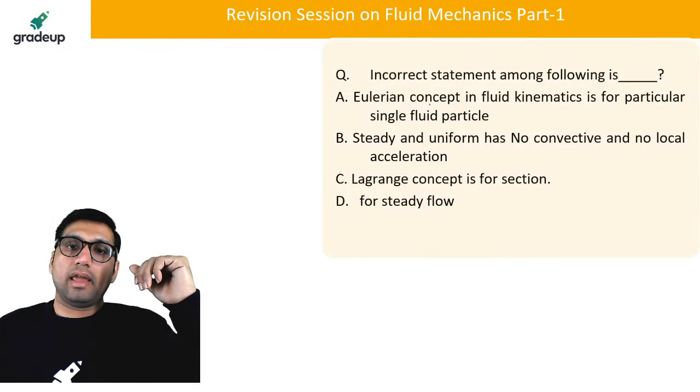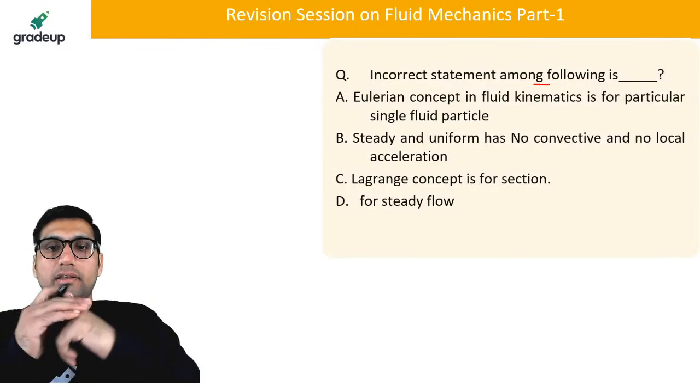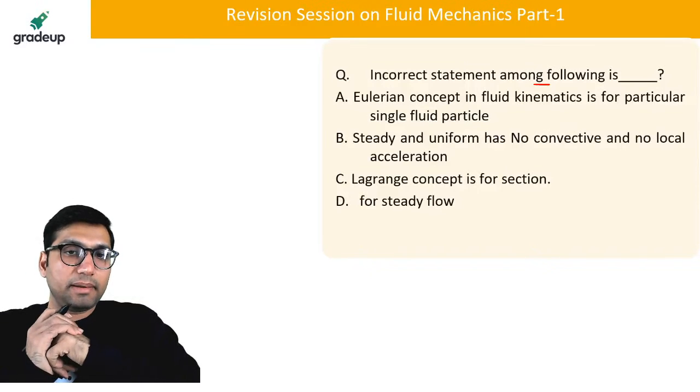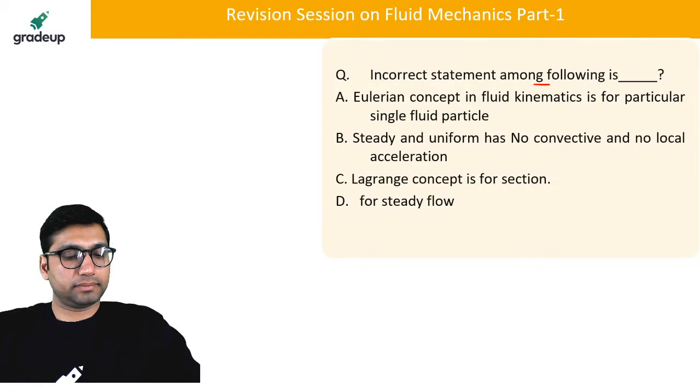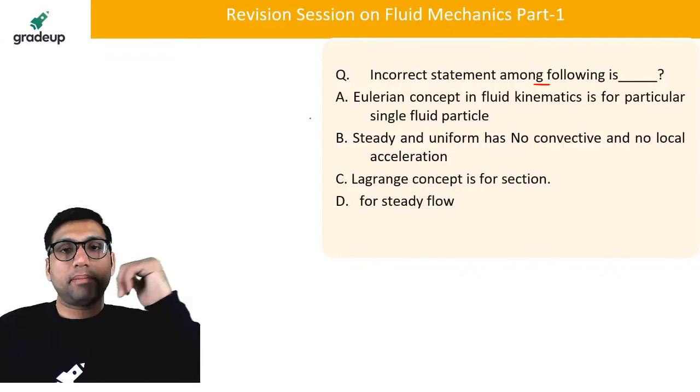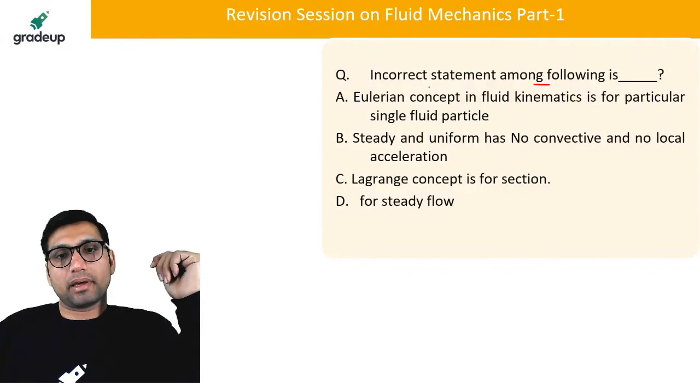Next question. What is the incorrect statement among the following? Tell me the answer for this question. Eulerian concept in fluid mechanics is for particular single fluid particles. Steady and uniform has no convective and local acceleration. Lagrangian concept is only for a section. Yes. What is the right answer? Tell me, everyone. What is the incorrect statement among the following?